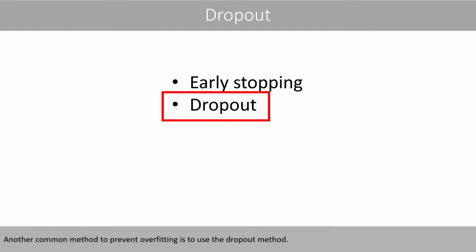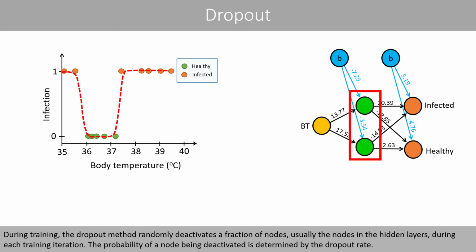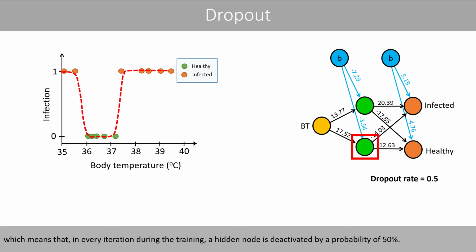Another method to prevent overfitting is to use the dropout method. I will use the previous example to explain how the method of dropout works. During training, the dropout method randomly deactivates a fraction of nodes, usually the nodes in hidden layers, during each training iteration. The probability of a node being deactivated is determined by the dropout rate. Usually one uses a dropout rate of 0.5, which means that in every iteration during the training, a hidden node is deactivated by a probability of 50%.